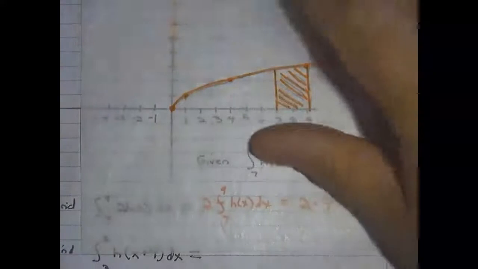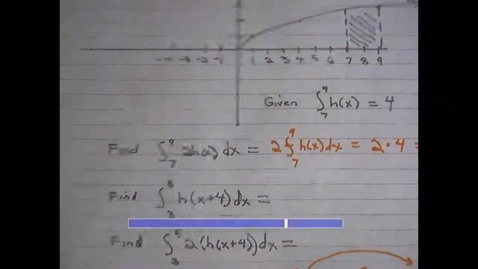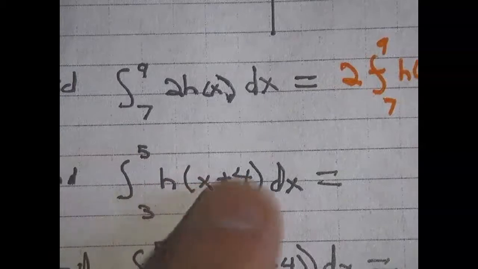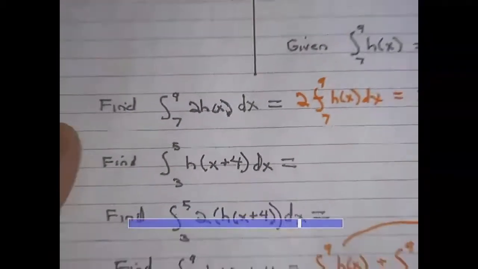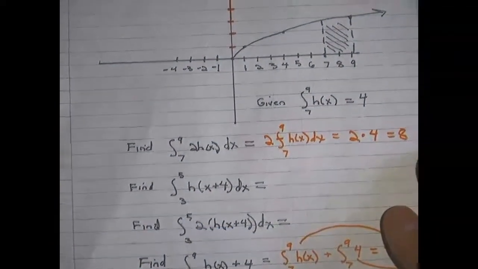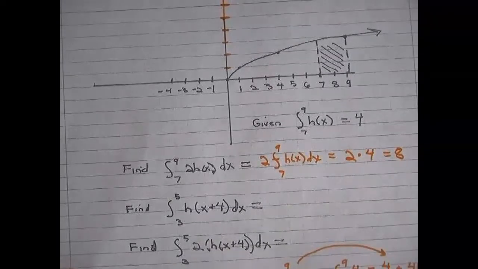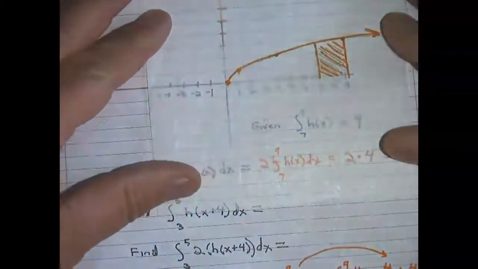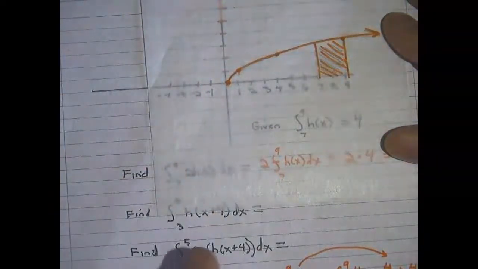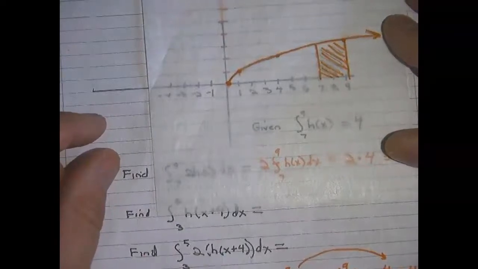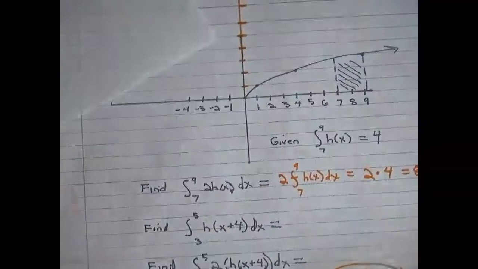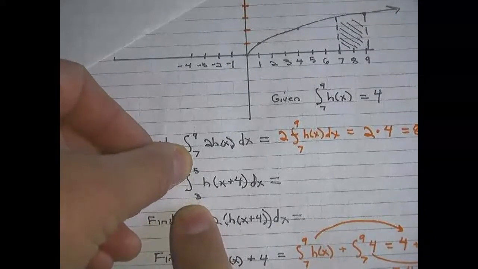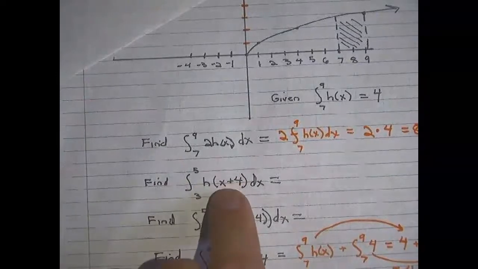Okay. All right, now let's look at this one here. The second one. It says, what's the integral from 3 to 5 of h of x plus 4? Well, we know the integral of h of x from 9 to 7. But now it's asking for the integral from 3 to 5 of h of x plus 4. So how could we use this to get this integral who's got different boundaries? Now the boundaries are 5 to 3. And it has to do with understanding what this does to h of x.